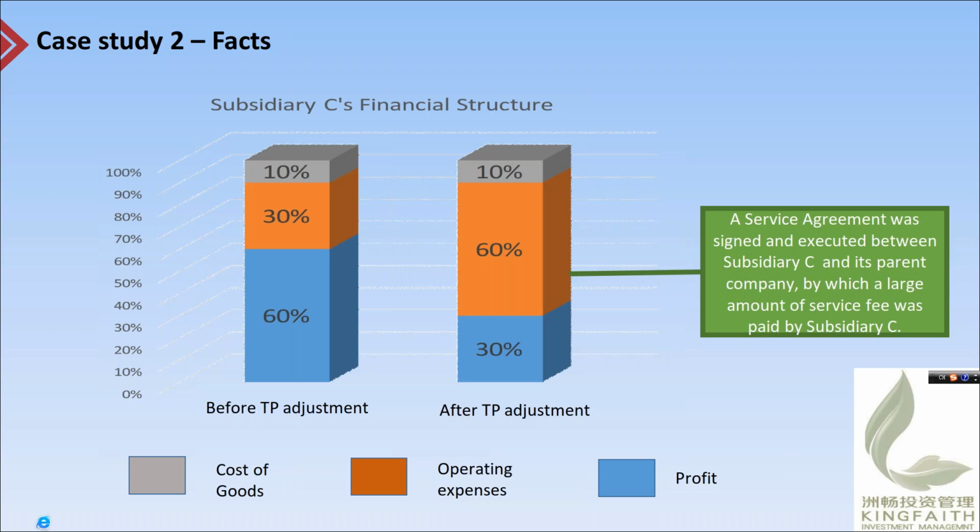So the reason is that subsidiary C signed and executed a service agreement with its parent company, by which subsidiary C paid a substantial amount of service fees to its parent company. So these are the basic trading facts we have here. Then the customs issues come.